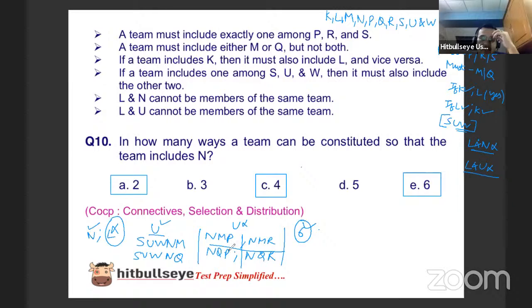6 is the right answer. Please check. E is the right option. Neither C nor A. We will look for possible combinations. It depends on you. You make it simple, right? Clear, everyone? Shall we proceed?